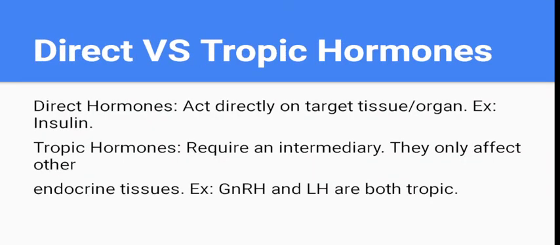Then you have direct versus tropic hormones. Direct hormones act directly on the target tissue or organ, like insulin. And tropic hormones require an intermediary, so they only affect other endocrine tissues. Like GnRH and LH are both tropic.